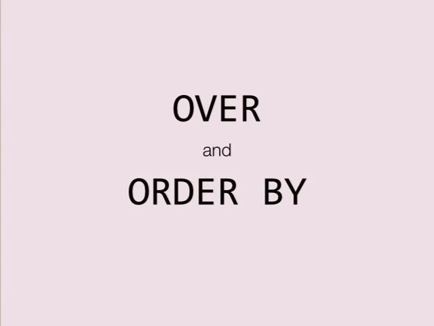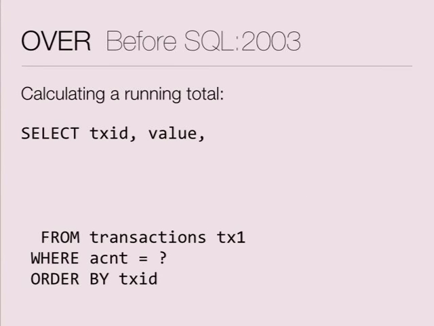But it's only the first part of the over clause. The next part is over and order by. On first sight, it might not make sense to put order by in context with aggregate functions like sum, because it doesn't matter in which way you build the sum. The result is always the same. But there's an interesting feature of order by. First, let's look at how we would solve the problem without that feature.